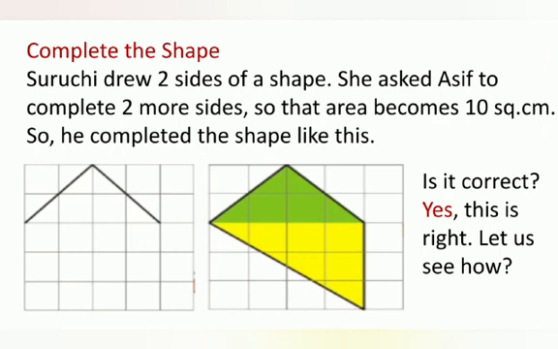Complete the shape. Suruchi drew two sides of a shape, the left side figure. She asked Asif to complete 2 more sides so that the area becomes 10 square centimeter. So, he completed the shape like this, the one shown on the right side. Is it correct? Yes, it is correct. Let us see how.